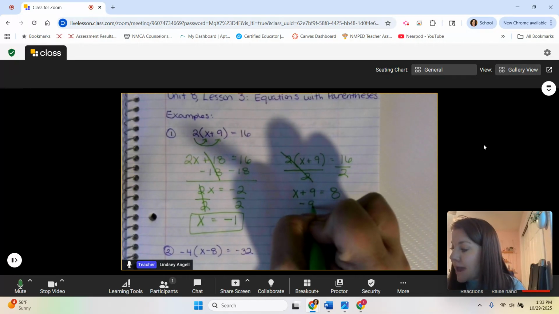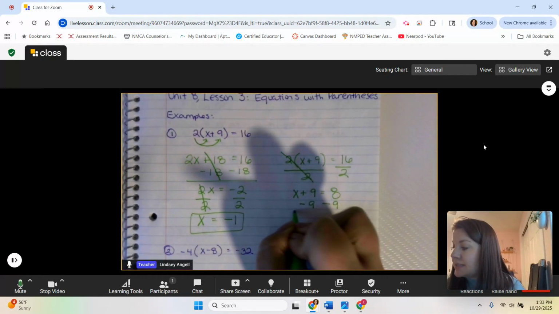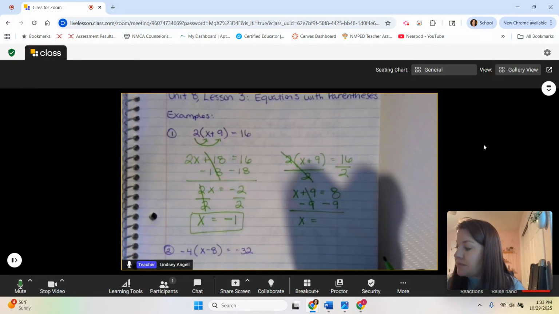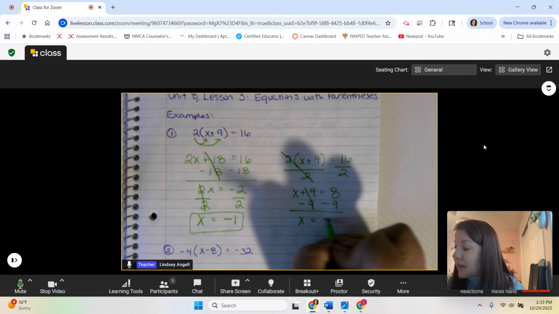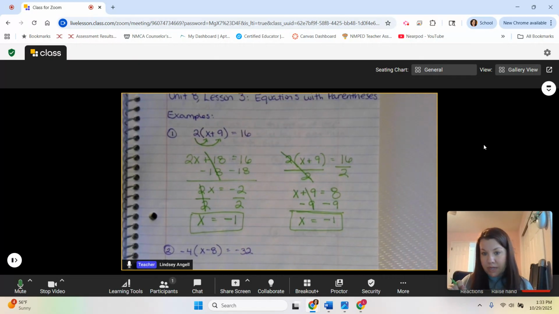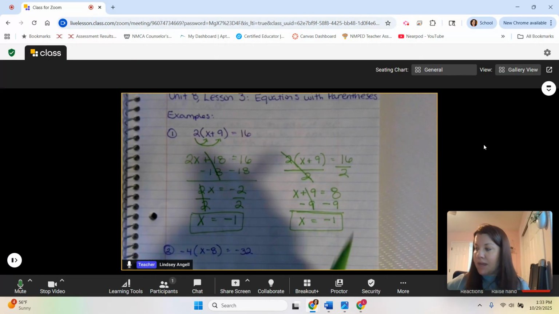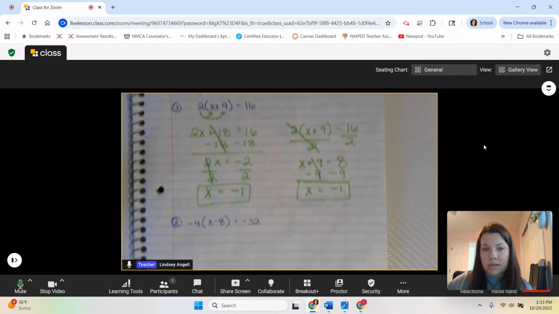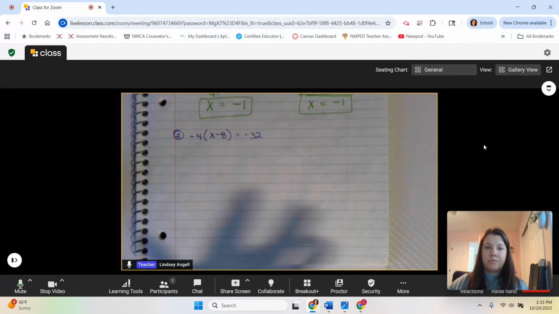I can subtract 9 from both sides. 9 minus 9 is 0, so I'm left with x on the left, and 8 minus 9 is negative 1. So either way you solve it, you get there, but this offers a shortcut rather than having to distribute first and then do the two-step equation. Okay? So let's try that with this next one.